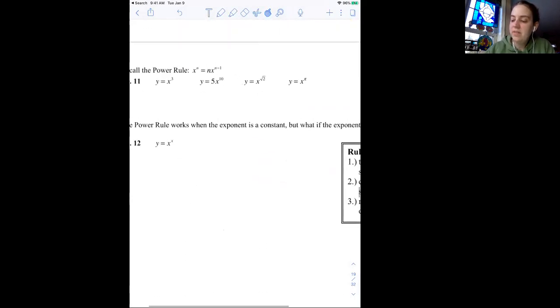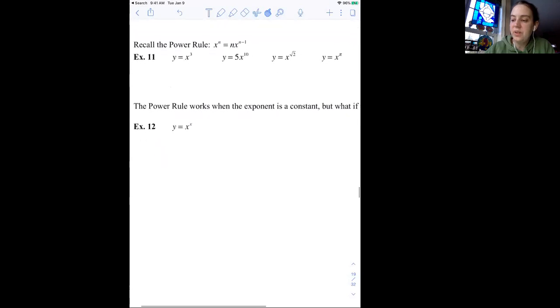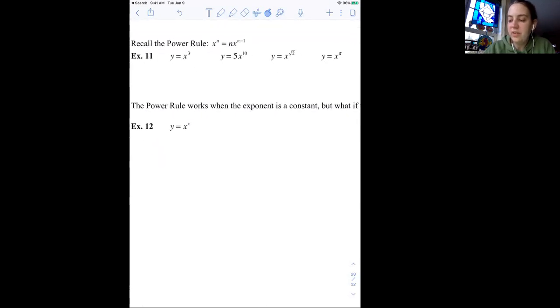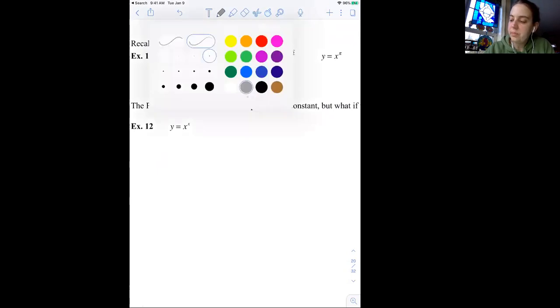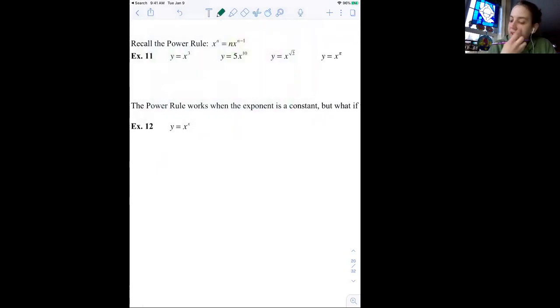Just a reminder of the power rule. This is the first rule that I taught you. I guess it's the second rule. The first one was a constant. What's the derivative of a constant? 0. The derivative of a constant is 0. So if we're looking at the power rule, we've got dy/dx is 3x squared. Nothing fancy. If we've got the next one, dy/dx is 50x to the 9th.